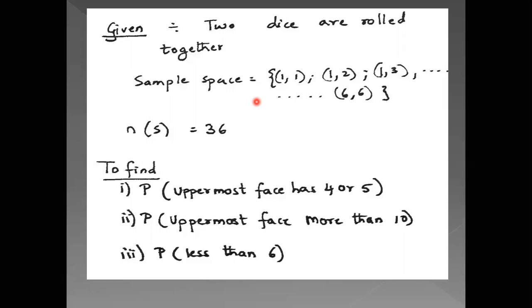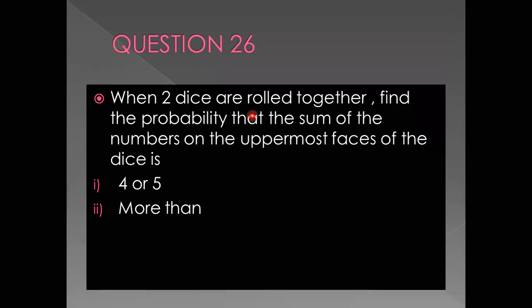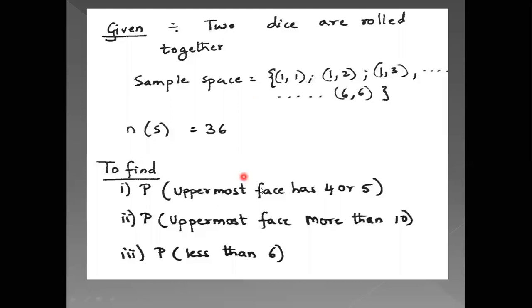Now you have to find the probability that the uppermost face has the sum, because they said sum of the numbers on the uppermost face. So here just write it down that the sum is 4 or 5. Okay, the word sum has to come, which is missing here all over. Everywhere you have to write the sum. Sum is more than 10 and sum is less than 6. Okay, so it's sum.